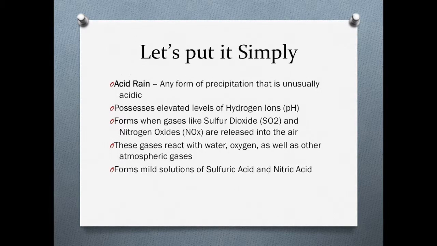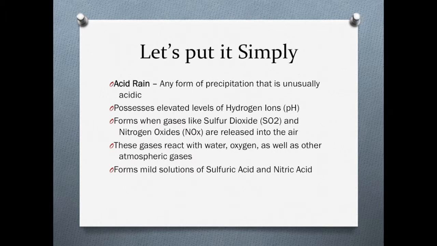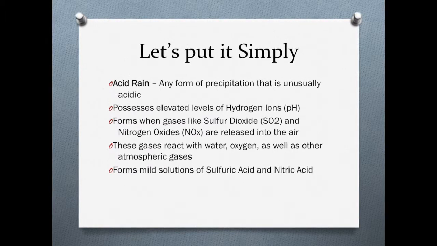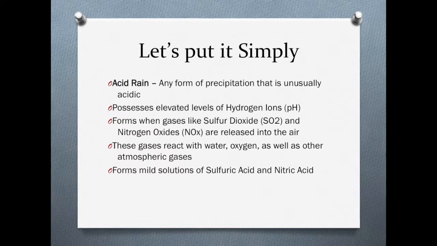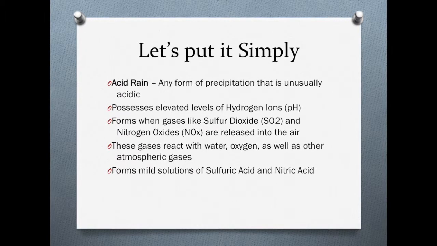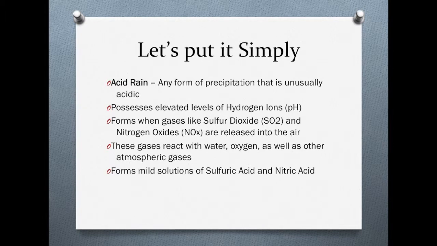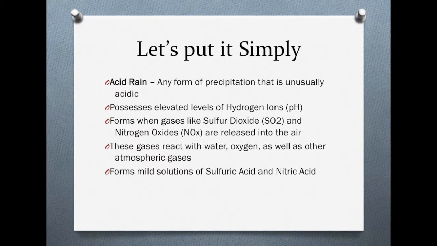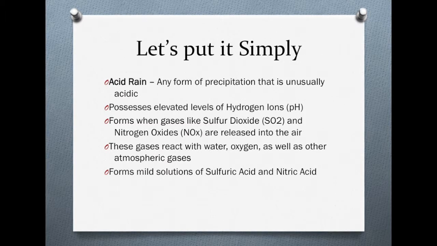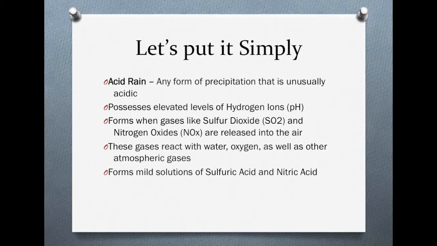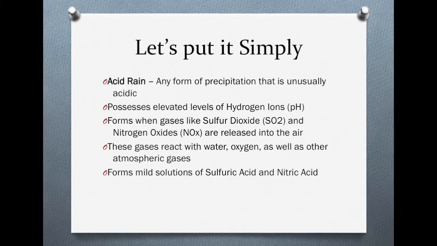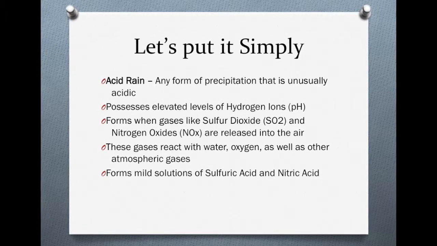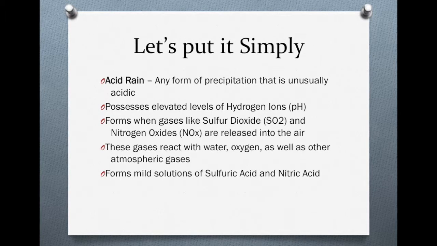Acid rain is any form of precipitation that is unusually acidic. Now, when I say any form of precipitation, like rain, sleet, snow, that can also include like fog as well as smog. You get the idea. But being acidic means it possesses elevated hydrogen ions, aka pH.